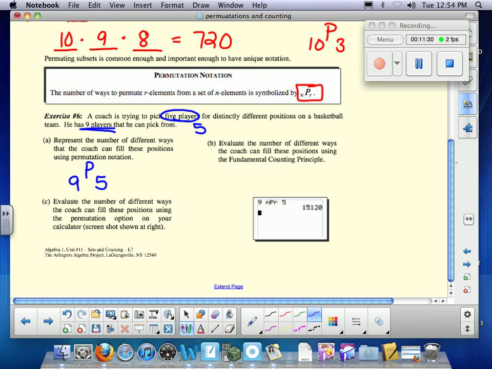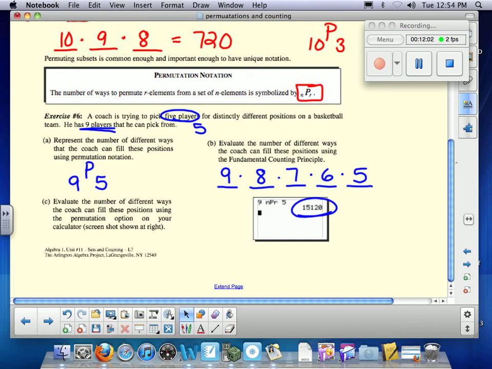We don't have to figure that out. Letter B, like you did it for homework last night. We have 5 slots to fill. How many kids can we put in the first? How many can we pick from for the first spot? Second, third, fourth, and fifth places. That's what you did for homework yesterday. And then we can go to our handy dandy calculator and find out that there are over 15,000 different ways that coach can put 5 players on the court from his 9 players on his team. It's a lot.